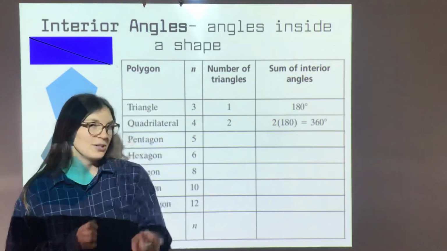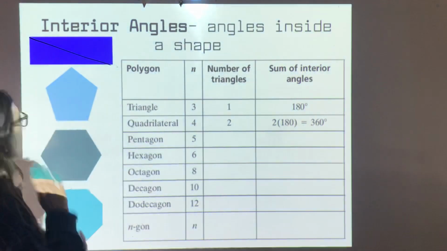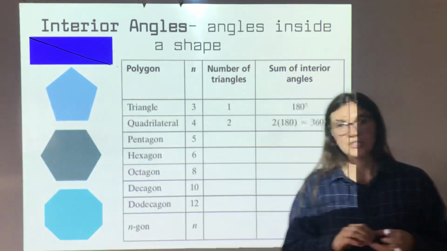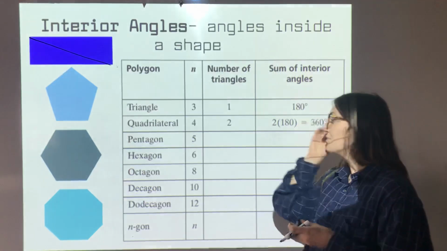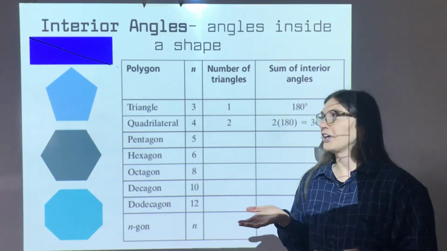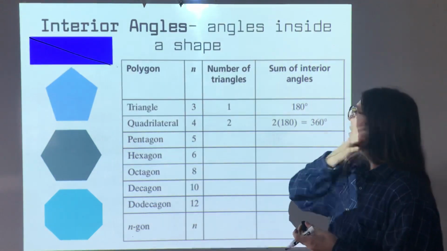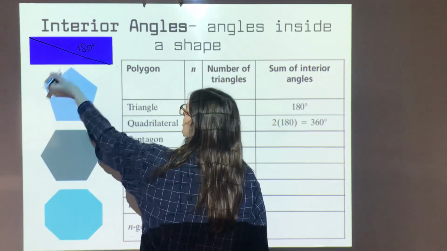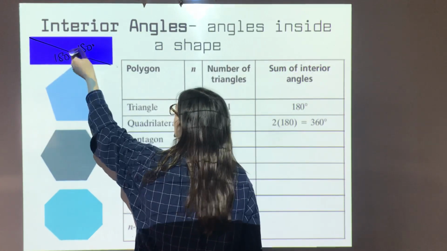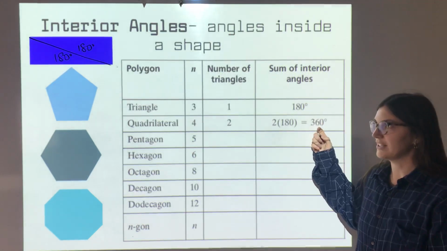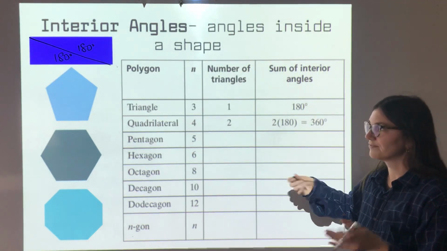So there are multiple proofs going on here. We're going to use this idea of how many triangles we can fit into the polygon, and use that to tell us the sum of the interior angles. So again, the rectangle has 180 degrees, 180 degrees. That's why 360 degrees makes up a quadrilateral.